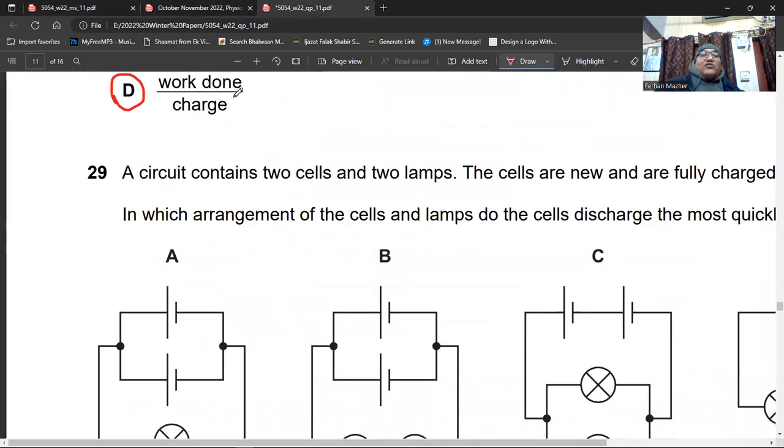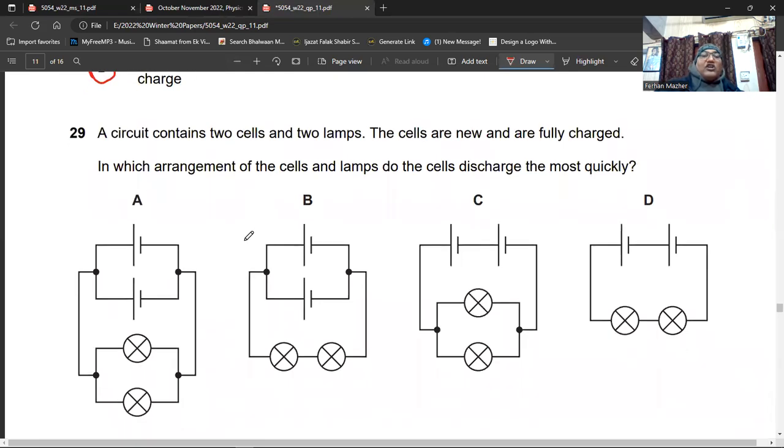Okay, so we have the next question, and the next question is a brand new question. He says a circuit contains two cells and two lamps. The cells are new and are fully charged. In which arrangement of the cells and the lamps do the cells discharge the most quickly? The cells discharge most quickly when the cells are connected in series with each other. So the answer will be either from the C or the D, and the cells will discharge very quickly when the lamps are connected with each other in parallel.